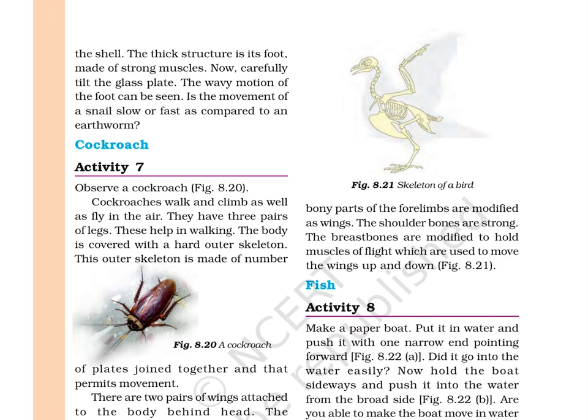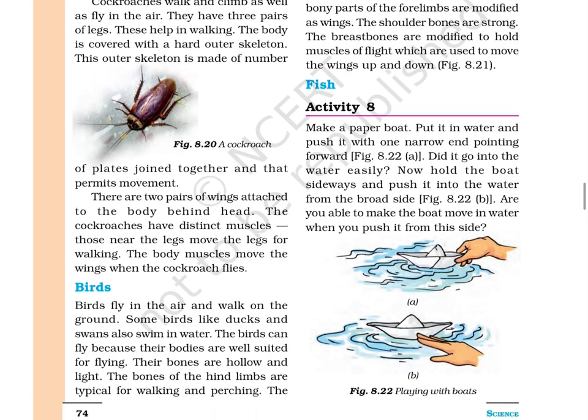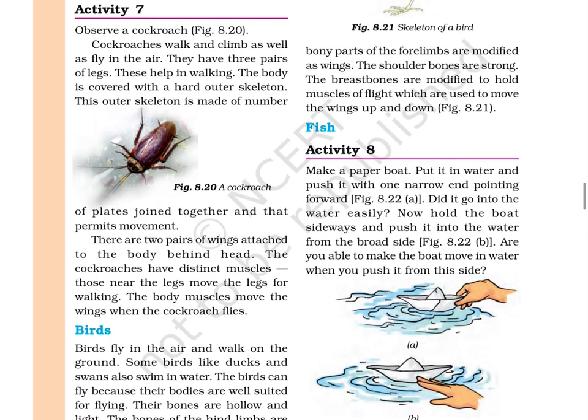Cockroach. Activity 7. Observe a cockroach. Figure 8.20. Cockroaches walk and climb as well as fly in the air. They have 3 pairs of legs. These help in walking. The body is covered with a hard outer skeleton. This outer skeleton is made of a number of plates joined together and that permits movement.